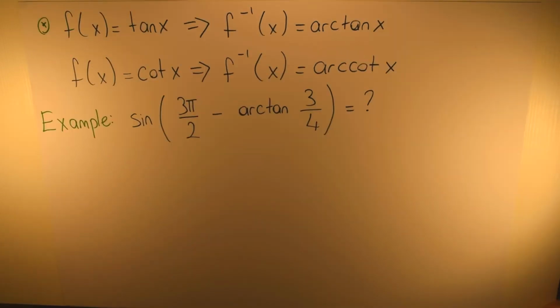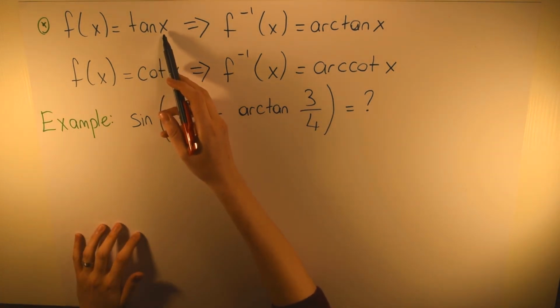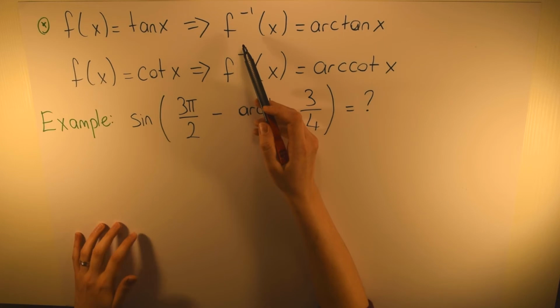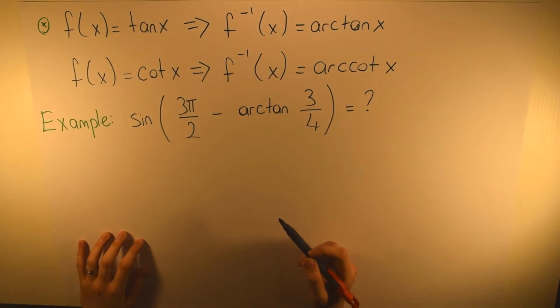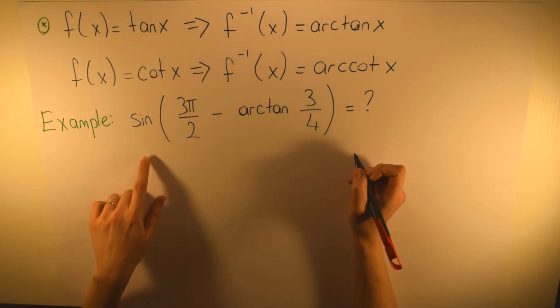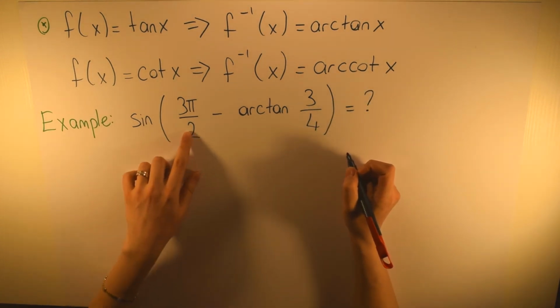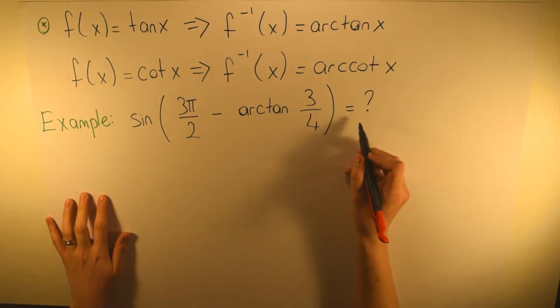When it comes to tangent and cotangent, we apply the same thing. When we have tangent x, its inverse function is arctangent x, and when we have cotangent x, its inverse function is arccotangent x. So let's look at this example. Here we are asked for sine of 3π/2 minus arctangent 3/4.